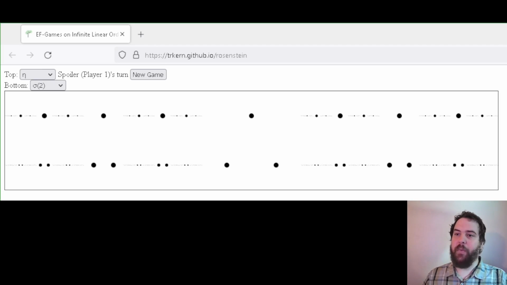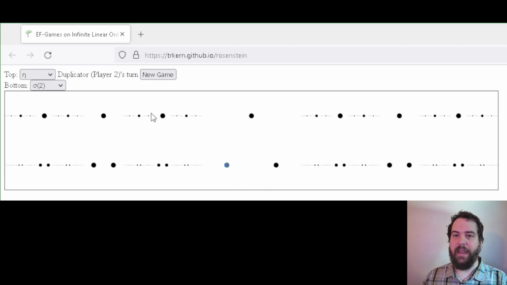And again, spoiler is going to want to take advantage of the difference between these 2 structures. So the top structure, the rational numbers, is dense. Between any 2 points, there is another point. For the bottom structure, however, between every 2 groups of 2 points, there's going to be another group of 2 points. But between, for instance, these 2 points, there aren't any other points. So spoiler is going to want to take advantage of that.